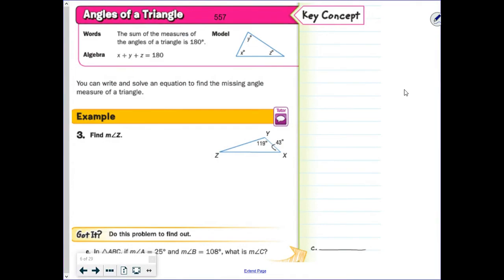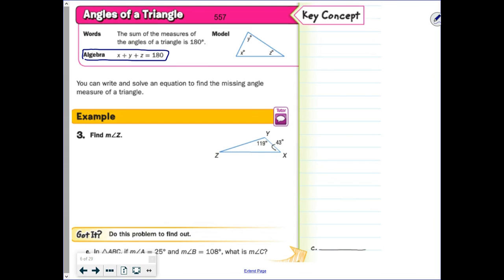Now let's take a look at angles of a triangle. It says here on page 557, the sum of the measures of the angles of a triangle is 180 degrees. That means if we're taking a look at this triangle over here on the right, that if I add the degrees of x plus the degrees of y plus the degrees of z, I should get 180 degrees. And so that's what they're showing you up here where it says algebra in the box. So you can write and solve an equation to find the missing angle of the measure of any triangle.